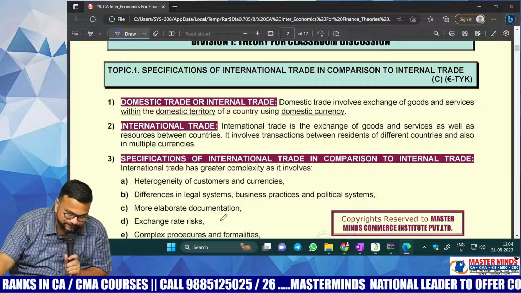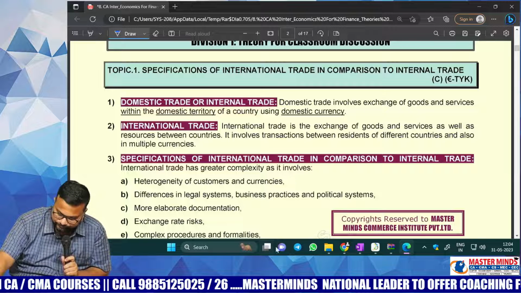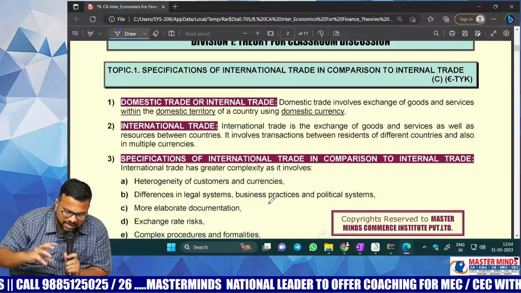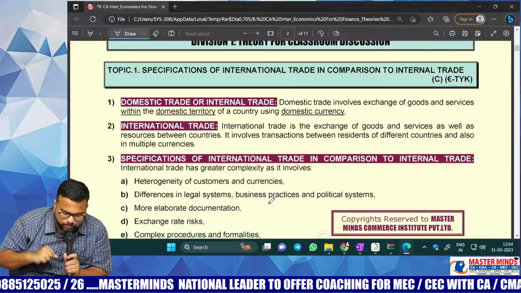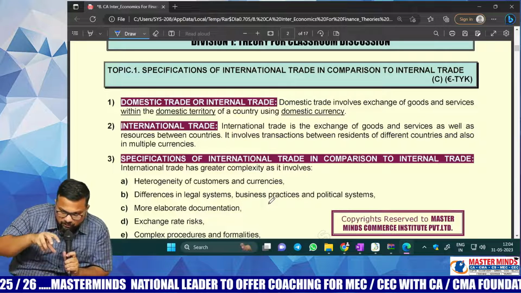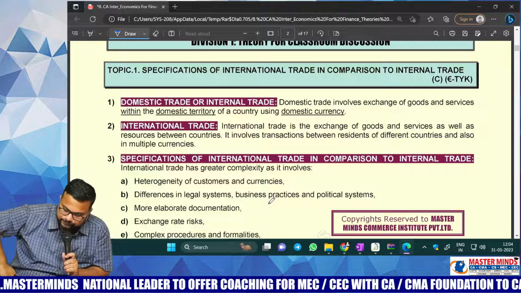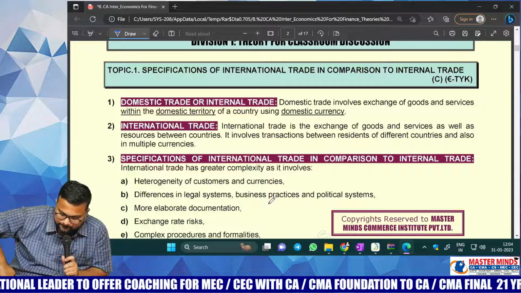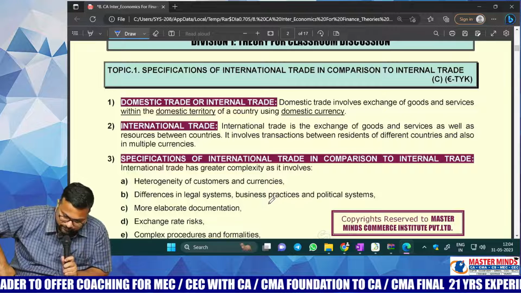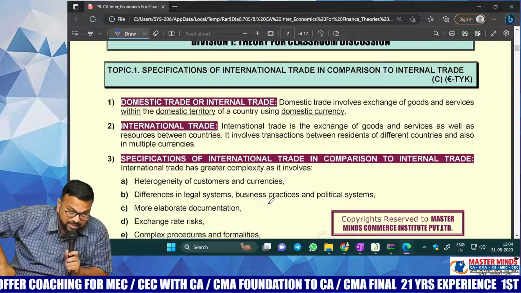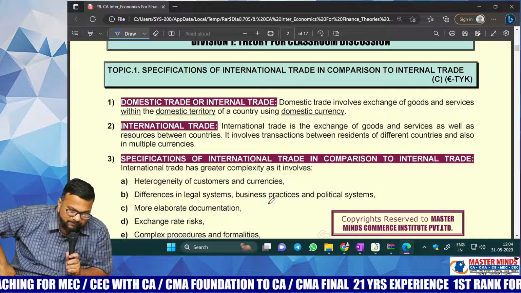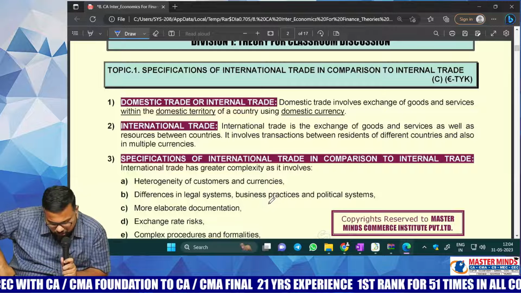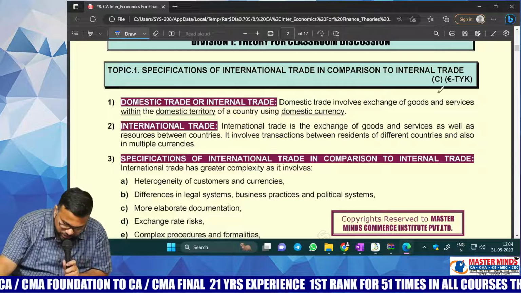Next, Nana. International trade. International trade is the exchange of goods and services as well as resources between two countries. Okay, here goods and services are exchanged, that is bought and sold, between countries. That means goods will move from one country to another country. Next, Nana. It involves transactions between residents of different countries and also multiple currencies. Here, since two or more countries are involved, we will be using multiple currencies. That means we are required to change from one currency to another currency. Next, Nana, specifications.